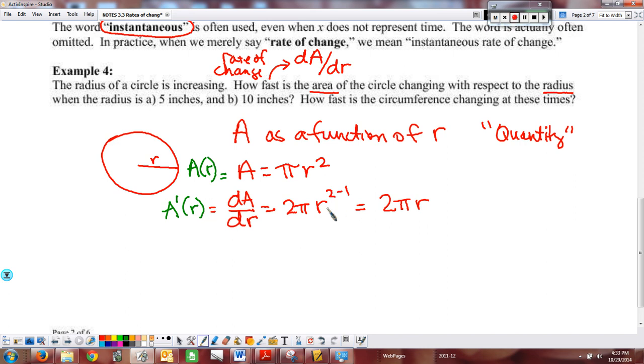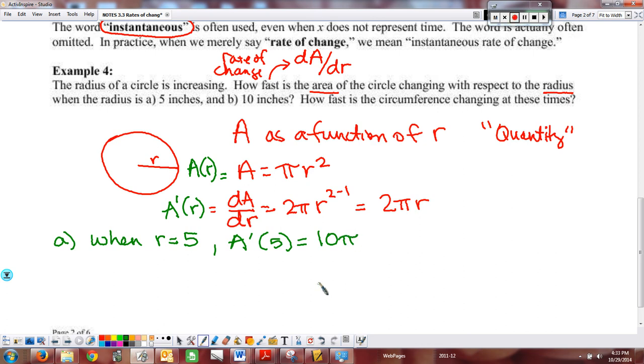Now, we want to determine how fast the area is changing when the radius is 5 inches. So over here in part A, I'm asking, do I know what the radius is? The radius is 5 inches. So when r equals 5, my A prime of 5, my derivative, is going to equal, plug in your 5, and you're going to get 10 pi.